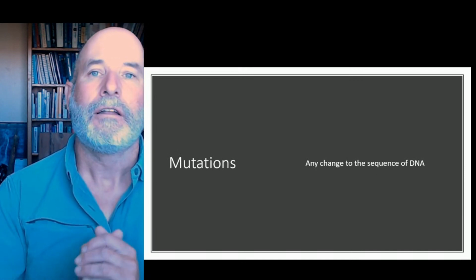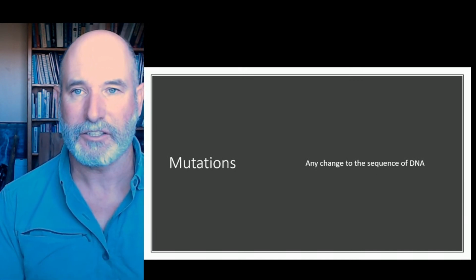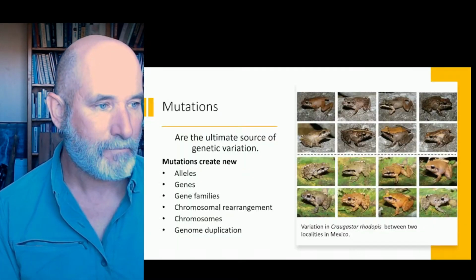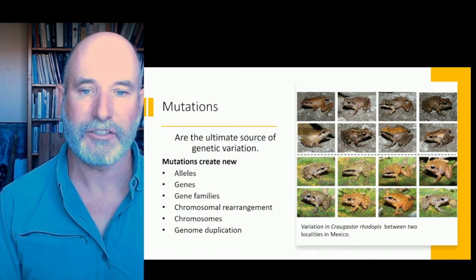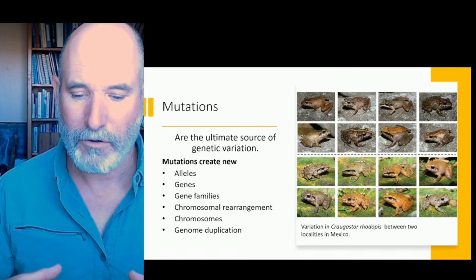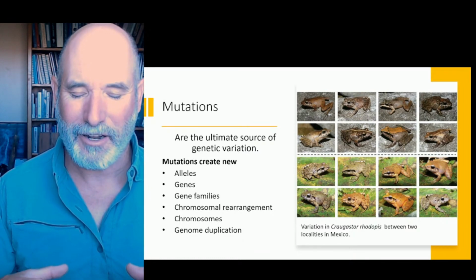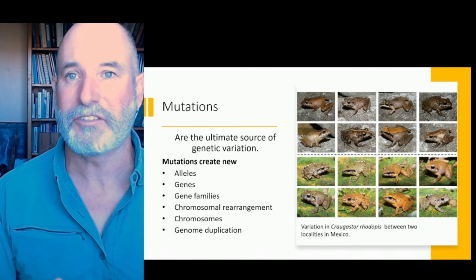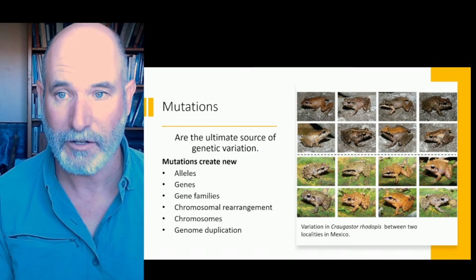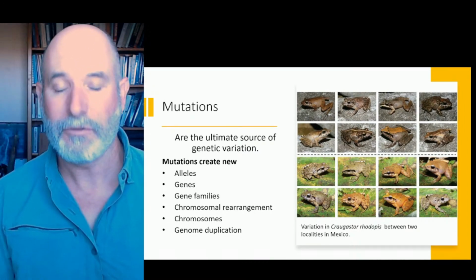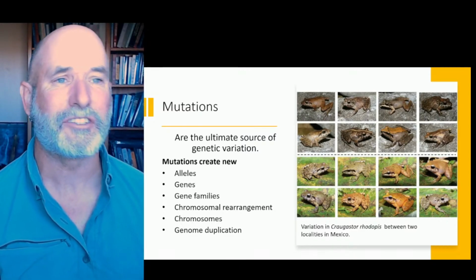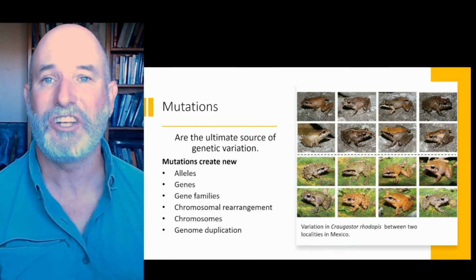Okay, now lastly, let's talk about mutations. Mutations are any change in our sequence of DNA, and they're the ultimate source of variation. I mean, we talk about sexual reproduction generating lots of variability in a population, but it's just shuffling the deck of cards. But mutations can create new alleles, new genes, new gene families, chromosomal rearrangements, new chromosomes, and even whole genome duplication.